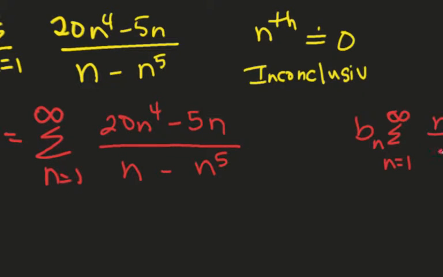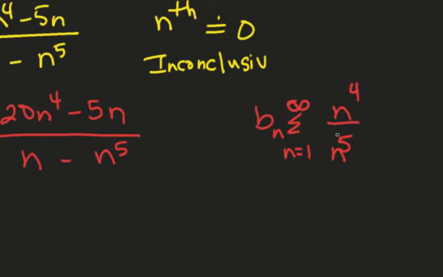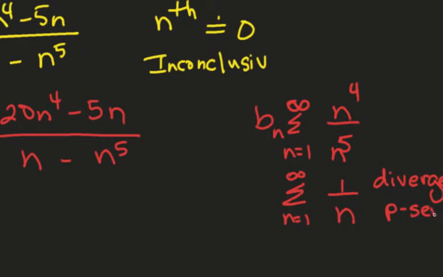Ooh, it is a P series, but it's in disguise, right? Because n to the fourth over n to the fifth becomes 1 over n. What kind of P series is this? Is this convergent or divergent? Oh, look at you. Smart. Divergent P series. P in this case equals 1. And you have to say all this. You don't have to say it's harmonic, but that's good that you knew it was a harmonic series.